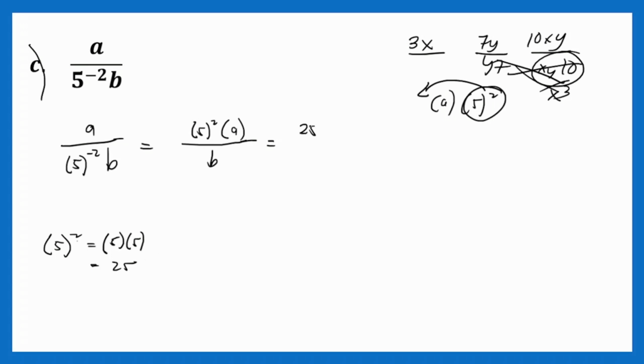Magiging siyang 25A over B. And this is now the final answer. Wala ka nang isi-simplify kasi na-simplify mo na siya. Alright? So, for letter C, ang A over 5 raised to negative 2B is equal to 25A over B. Ayan. So, ganun lang po ang paggagalaw ng negative exponents.